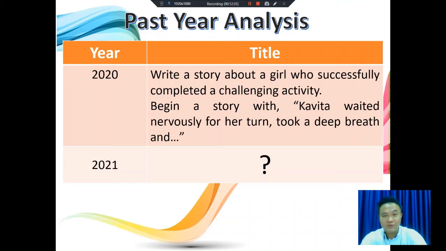I know what's going through your mind now, because this is the hottest drama in Malaysia, Squid Game. So please, if you write things like Squid Game in this, it's a bit not original. So you have to write some original story, your own ideas. Now, 2021 still remains a question mark. So by looking at all these past year analyses, you would know what sort of questions had already come out in the past, and you will be able to equip yourself for what is coming.